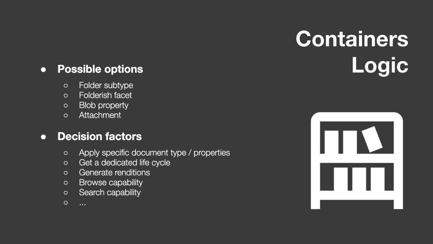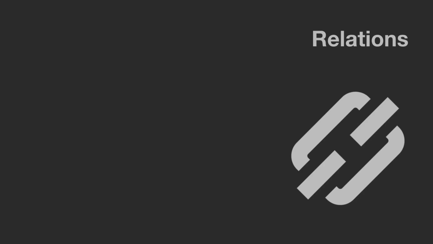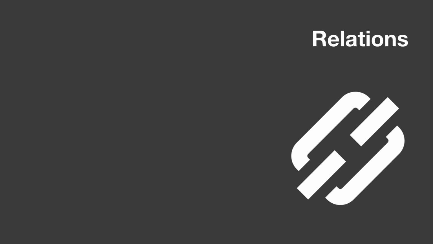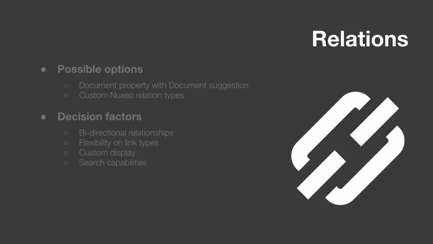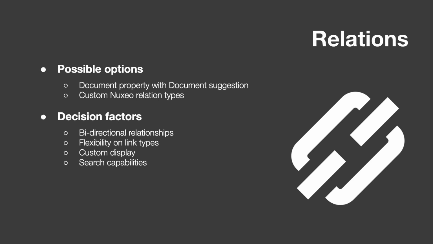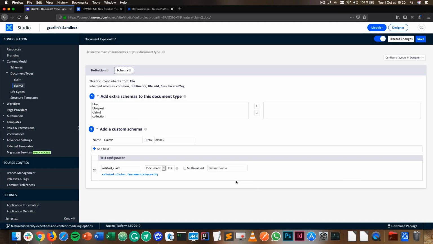So let's go now to the second topic, which is handling relations in Nuxeo. Generally, you have two options. The first option is to create a specific property of type document. Building a document property is pretty easy. So you just navigate to your document type, create a new one, and select document field.